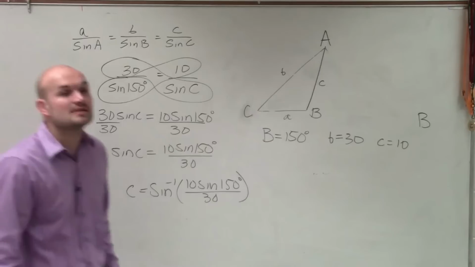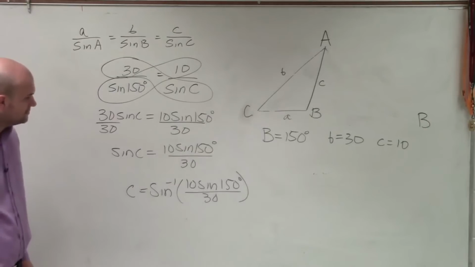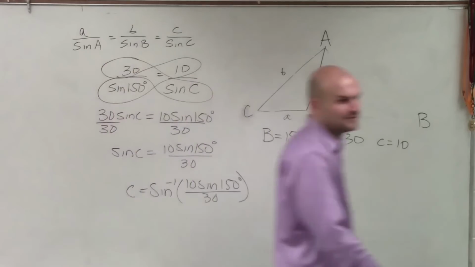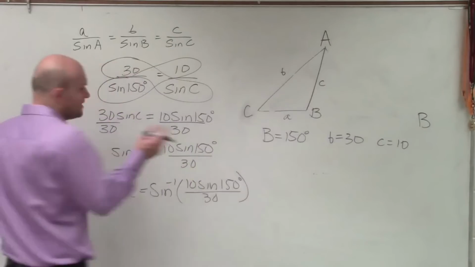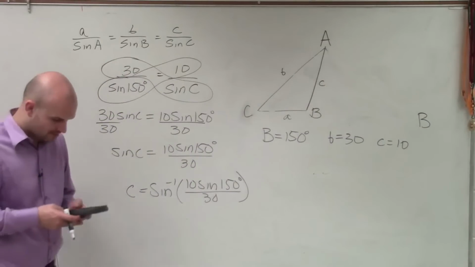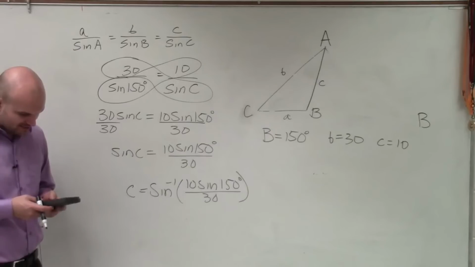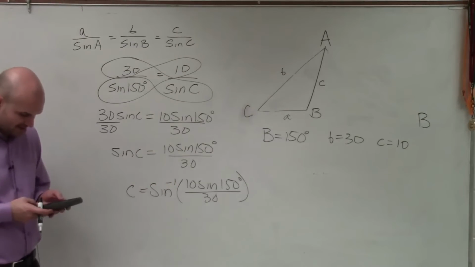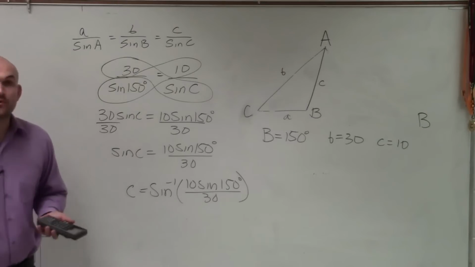OK? Yes? Was it wrong for me to simplify 10 and 30? No, you can simplify that. It's not going to be a problem. I just wrote it out. But yeah, you can definitely reduce that down. So now, all I can do is take sine of 150 divided by 3, right? Which is that simplified. So I can just take sine of 150 degrees divided by 3. Then I take the inverse sine of that. And that gives me 9.59.